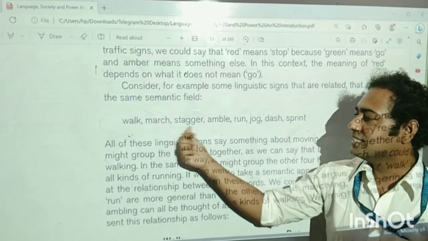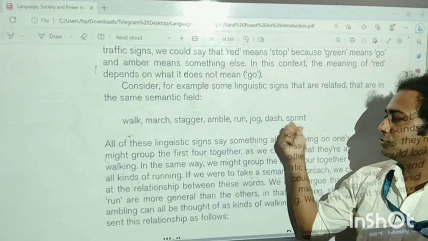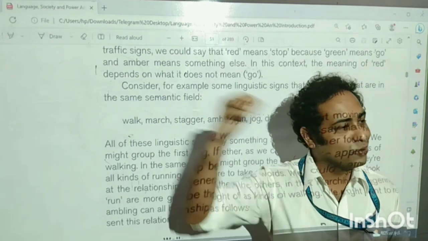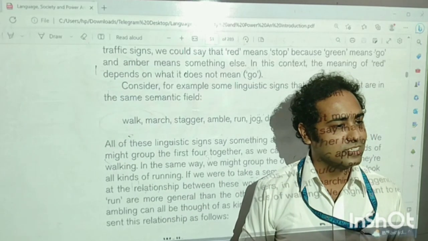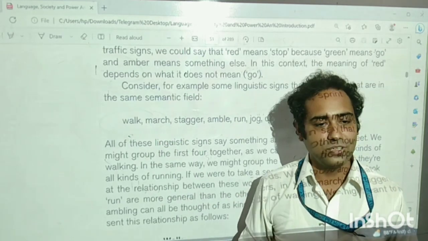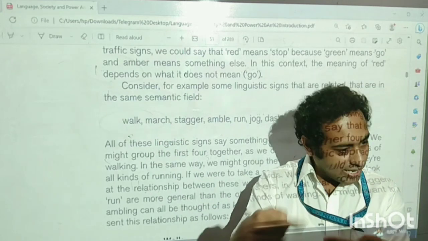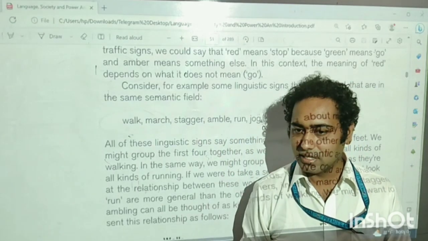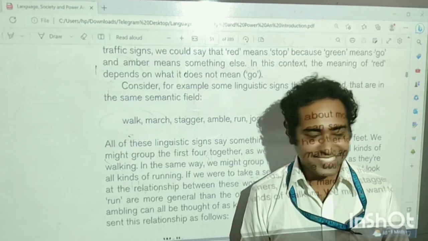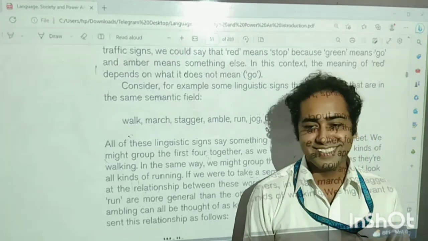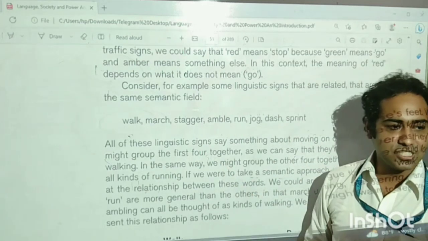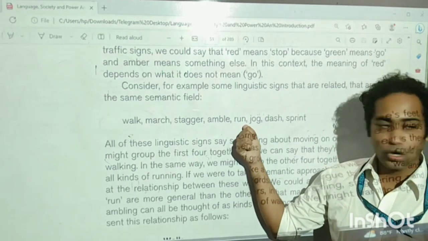Walk, march, stagger, amble, run, jog, dash, sprint. Do you understand the meaning? I don't need to go to the dictionary, I understand all the meanings. Some vocabulary is immediate. Because these are all different types of leg exercise. If you say running, R-U-N-N-I-N-G, why two N's? Do you have any question? Have you ever thought why two N's always? Because when we run or walk or march or stagger, amble, jog means jogging.